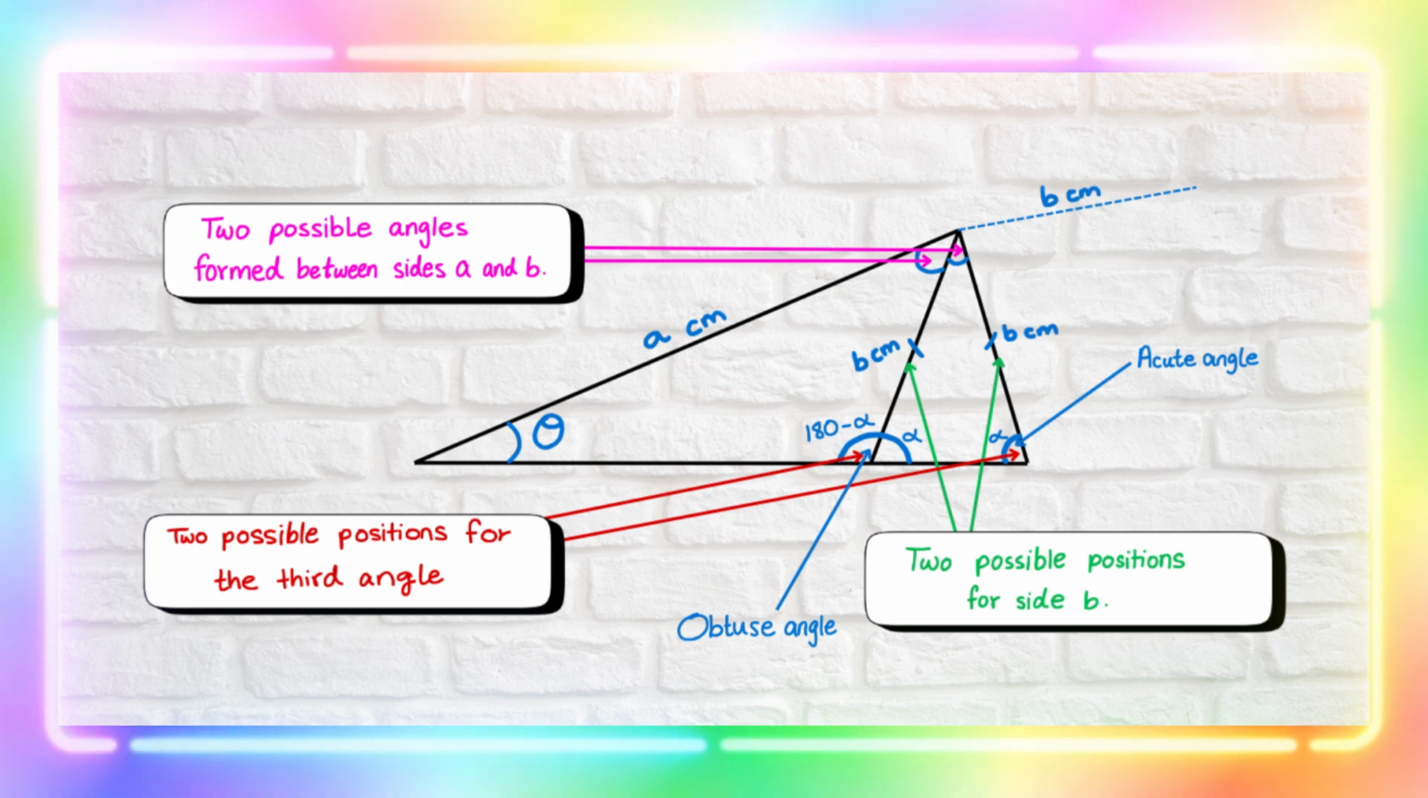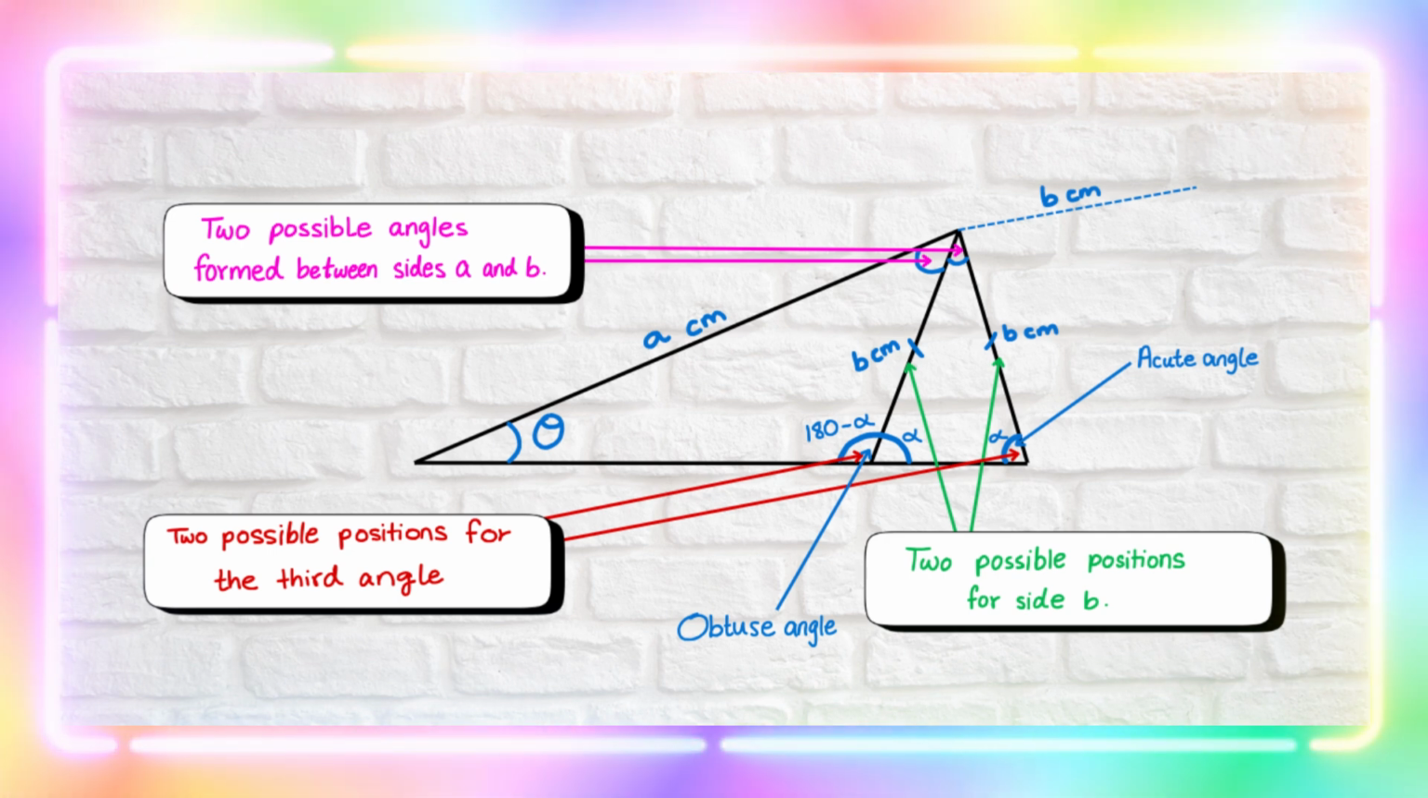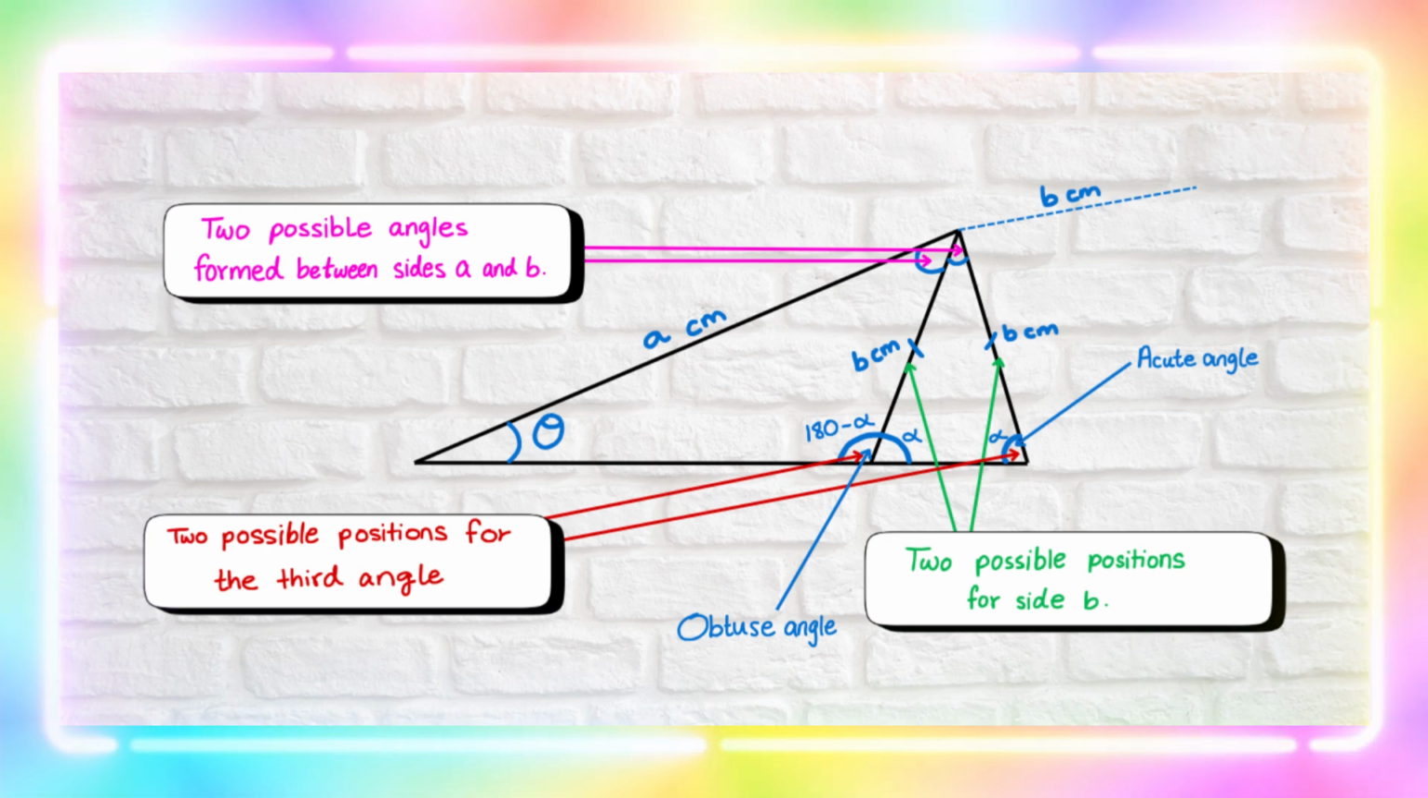If you apply the sine rule to a triangle with two sides and an angle that isn't between them, it's possible that more than one triangle could be formed. The side opposite from the angle given can have two different possible positions. This can result in two possible values for each unknown angle and two possible lengths for the side that's missing.